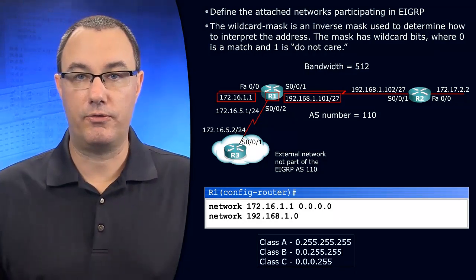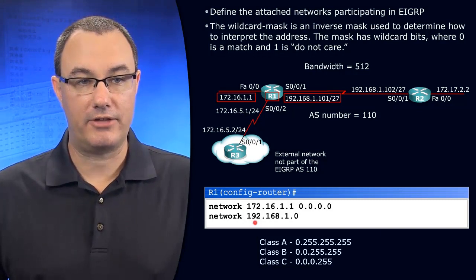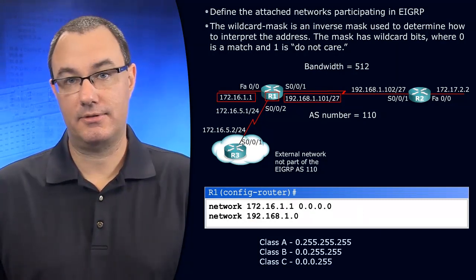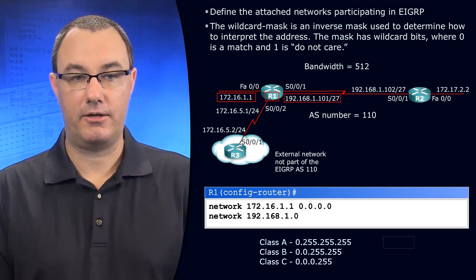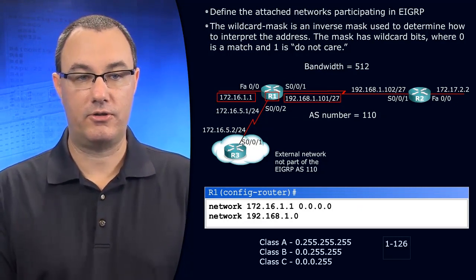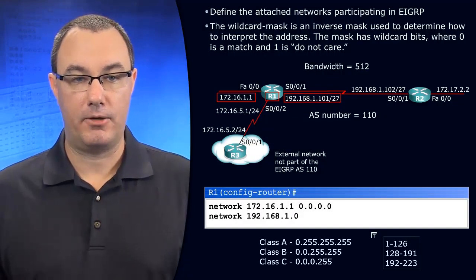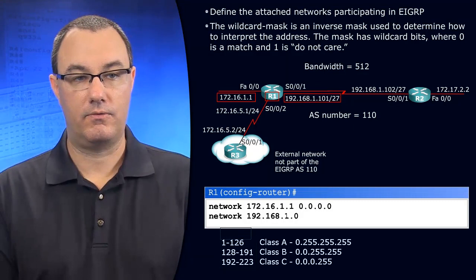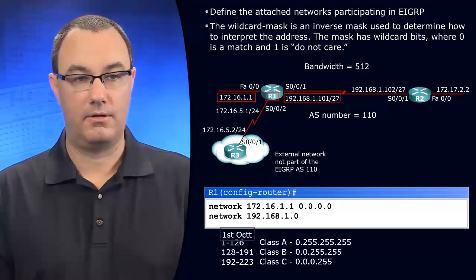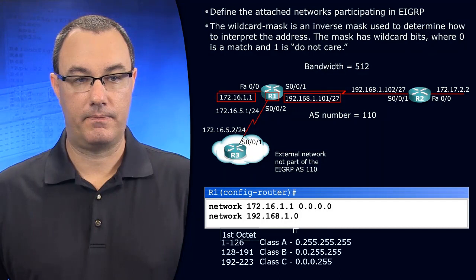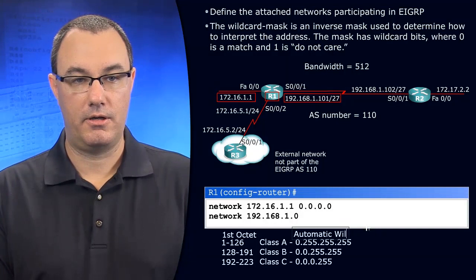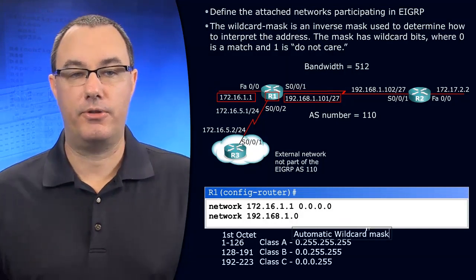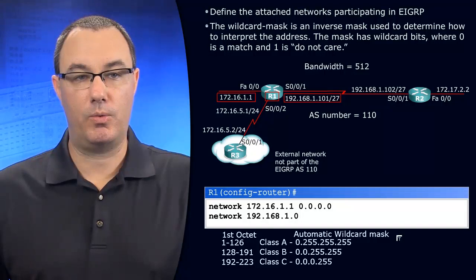So it looks at the first octet and says, is that class A, B, or C, which is derived by, let's be complete, the first octet of 1 through 126, 128 through 191, 192 to 223, and I'll put those over here and say first octet, and then automatic wildcard mask. So that's what you would get if you don't put in a wildcard mask.